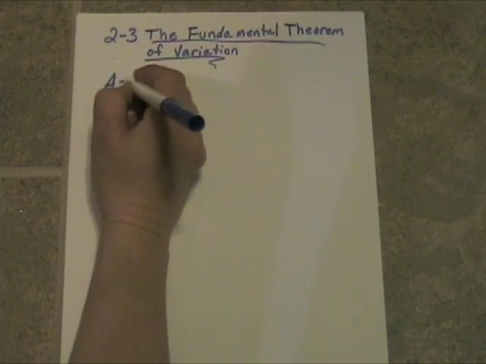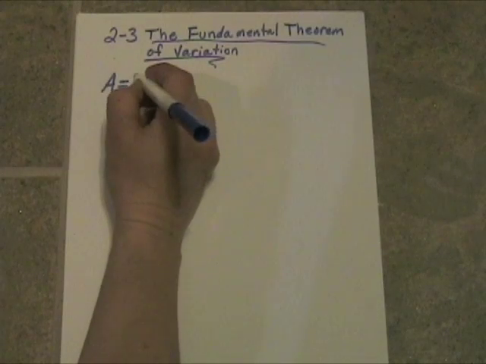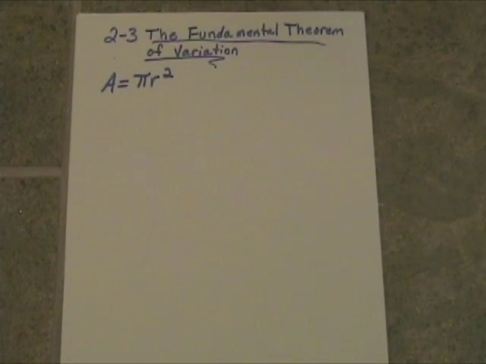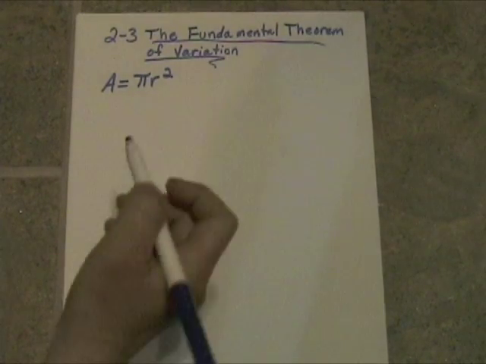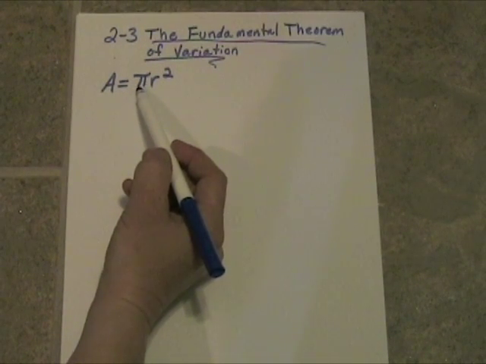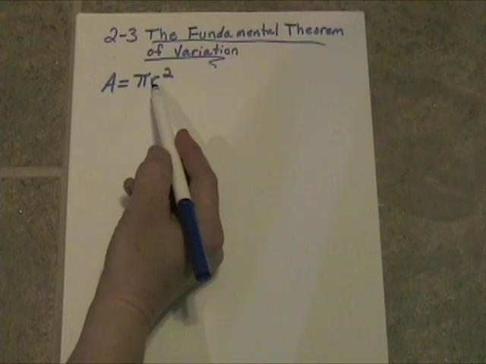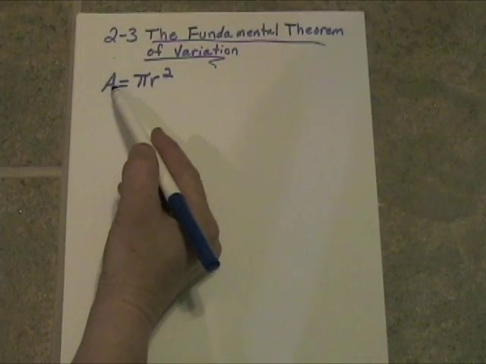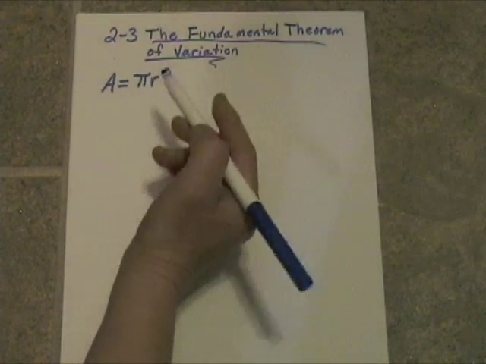Let's do an example. The area is equal to pi times the radius squared for any circle. Now you can see here that our constant of variation is pi, and our independent variable is r, and our dependent variable is A. So A varies directly as r squared.